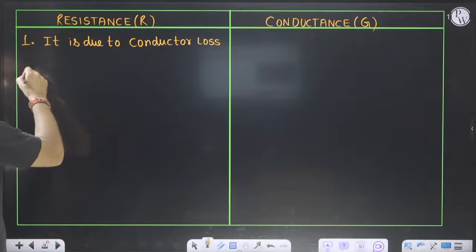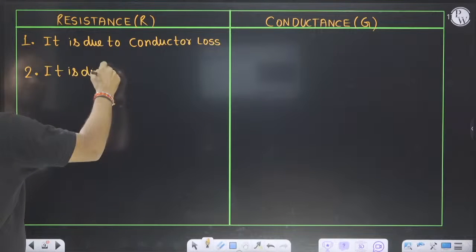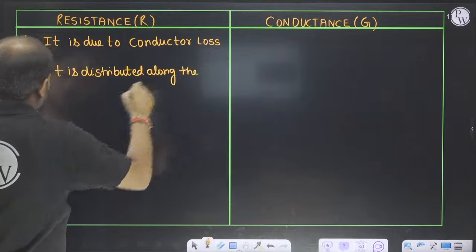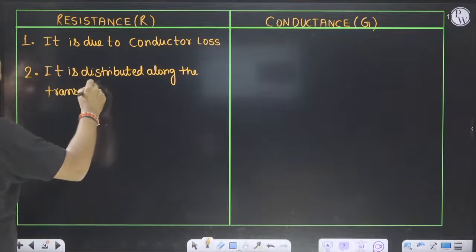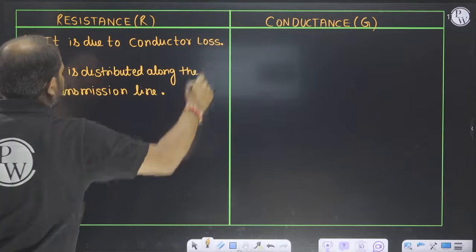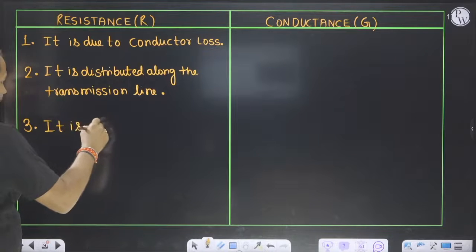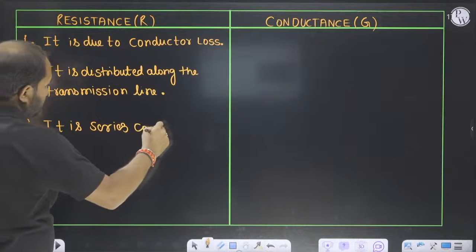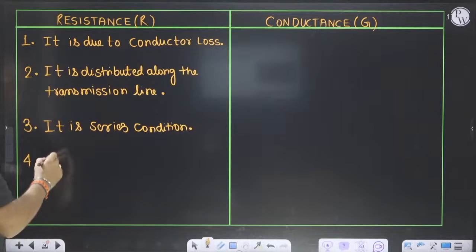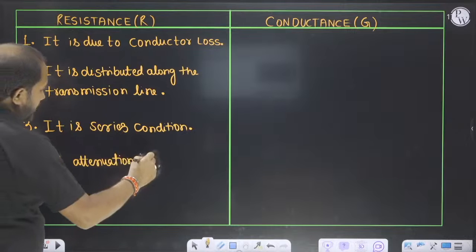The second thing is, it is distributed along the transmission line. Third thing, it is in series condition. So resistance will be in series condition. It gives attenuation because it gives loss. In which part? The voltage part.